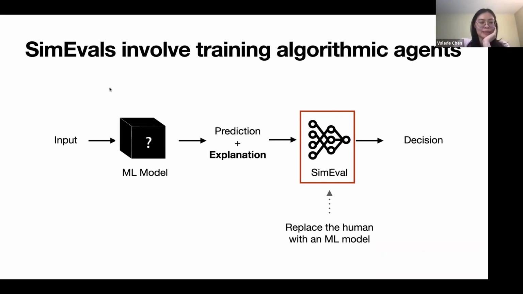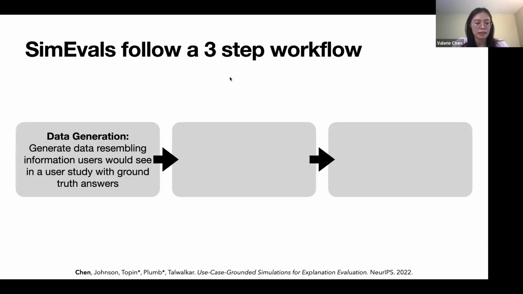And more specifically, SimEvals involve training algorithmic agents that take as input the same information content, which includes the explanation that would be presented to a participant in the user study, to predict answers to the use case of interest. The workflow for training each SimEval follows a pretty simple 3-step process.